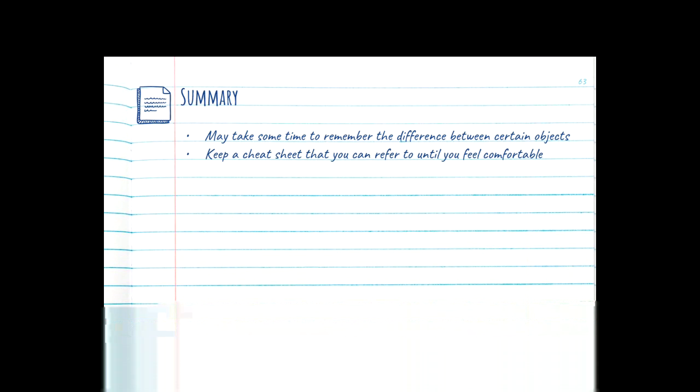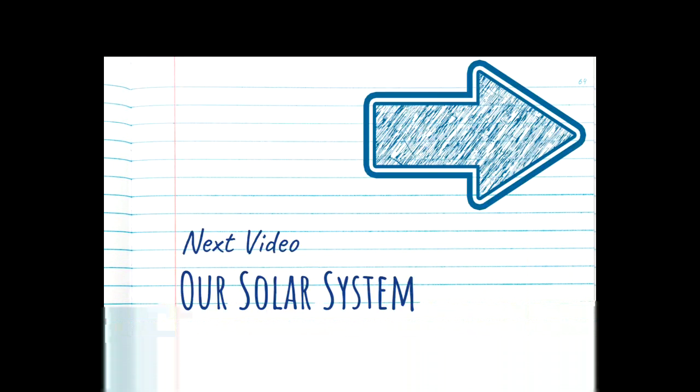If you can remember those things, you're going to do pretty well, at least for this video series. It'll give you a good understanding of what we're talking about. But those are the hard and fast rules that you should probably try to remember. In our next video, we're going to talk about the different objects in our solar system specifically.